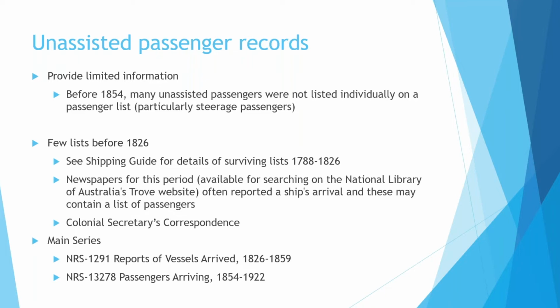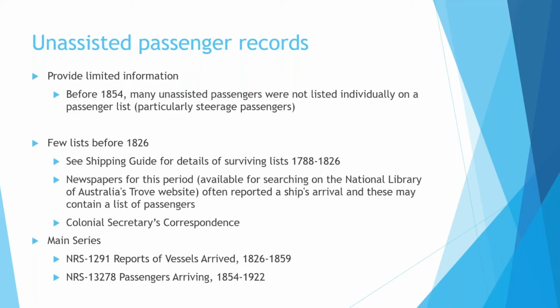Newspapers for the time could be helpful because they often reported a ship's arrival, and these may contain a list of passengers. As always, Colonial Secretary is well worth checking. The 2 main series that we hold are the reports of vessels arrived from 1826 to 1859 and the series Passengers Arriving 1854 to 1922.